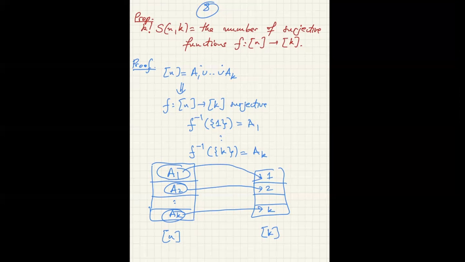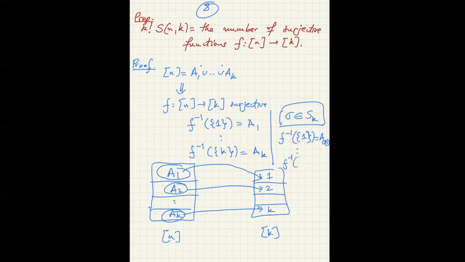But I actually can make K factorial such functions from a single partition, because I can take any permutation of 1 to K, so I can take any permutation sigma in SK, and for that permutation I can make a function in which I say that the inverse of 1 is sigma 1, and so on, the inverse of K is sigma K. And this is also a surjective function, and it's a different function from the function F if the permutation sigma is different from the identity. So we call this one F sigma.